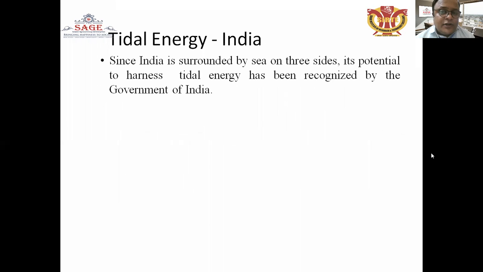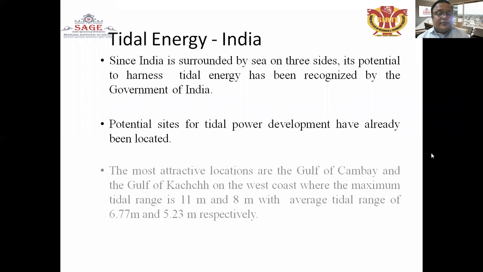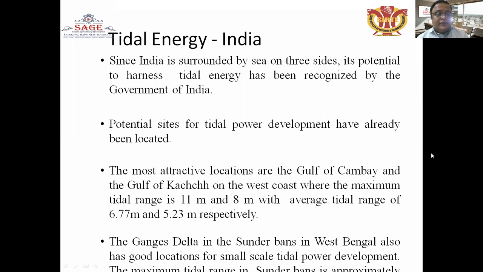Since India is surrounded by sea on three sides, its potential to harness tidal energy has been recognized by the government of India. Potential sites for tidal power development have already been located. The most attractive locations are the Gulf of Cambay and the Gulf of Kutch on the west coast, where the maximum tidal ranges are 11 meters and 8 meters. The Ganges Delta and the Sundarbans in West Bengal are also good locations for small-scale tidal power.